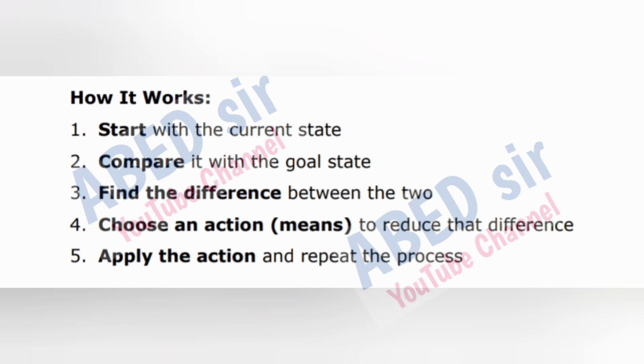How it works. 1. Start with the current state. 2. Compare it with the goal state. 3. Find the difference between the two. 4. Choose an action, means, to reduce that difference. 5. Apply the action and repeat the process.